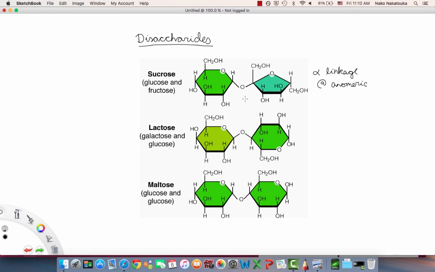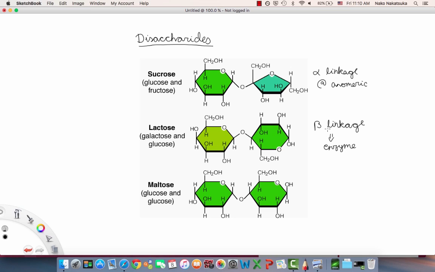And so sucrose is a combination of glucose and fructose. Now let's talk about lactose, which is a combination of galactose and glucose. So lactose is present in milk, and it's readily digested but requires the enzyme lactase. So lactose actually has a beta linkage between the galactose and the glucose, and thus it requires an enzyme in order to break it, and thus it's not as easy as an alpha linkage to digest.